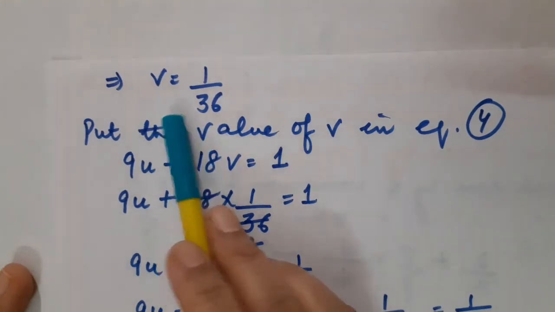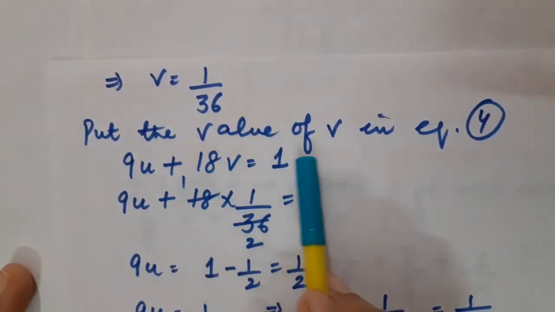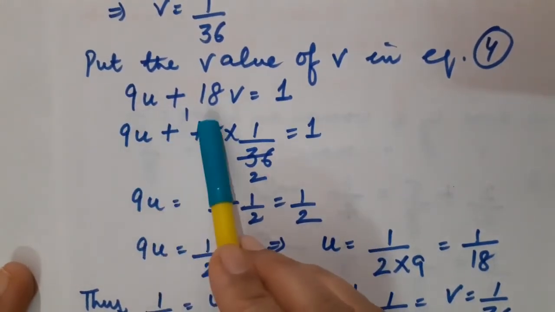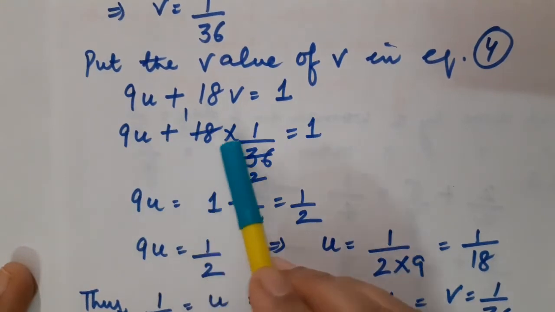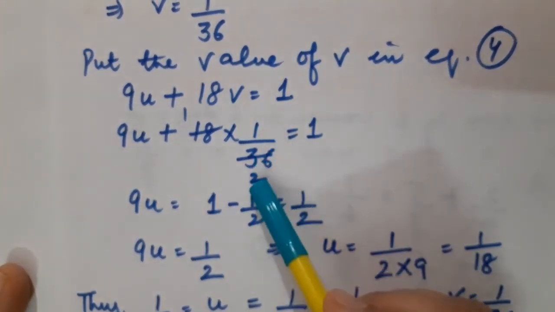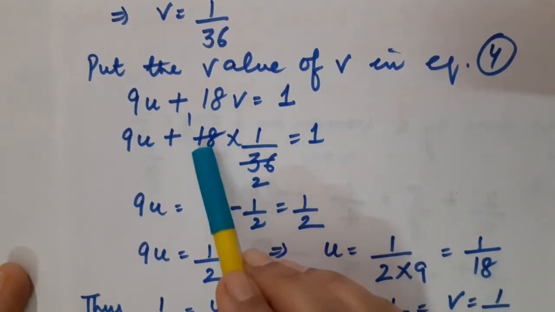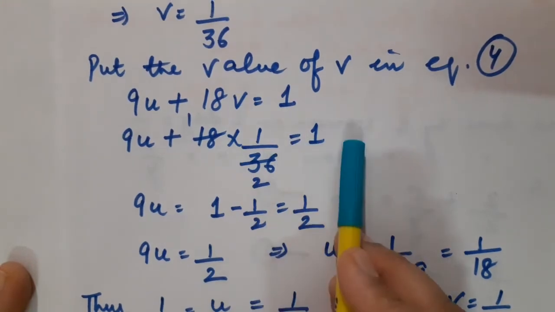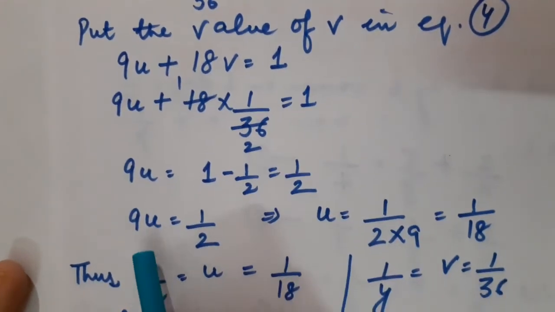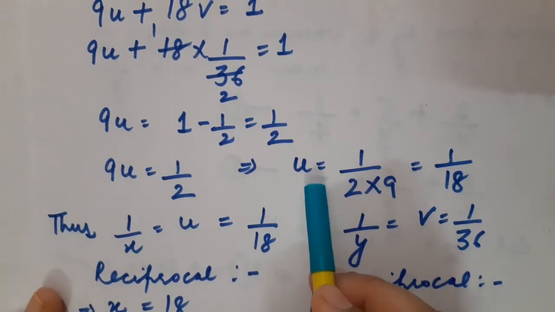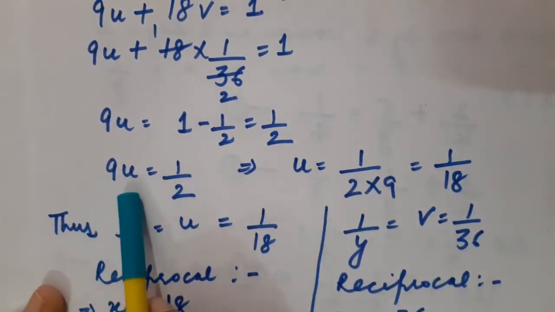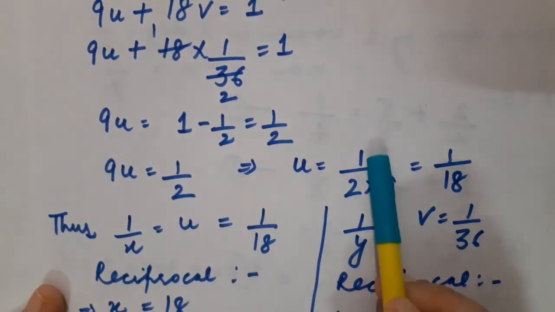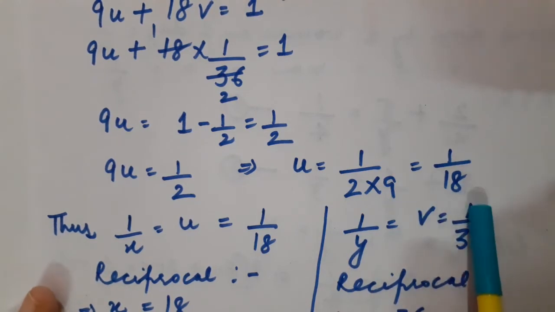So what is the value of v? v will be 1 upon 36. Now put the value of v in equation number 4. Children, this is equation number 4: 9u plus 18v is equal to 1. 9u plus 18 into, at place of v I am putting 1 upon 36, is equal to 1. 18 1s are 18, 18 2s are 36. So 9u is equal to 1 minus half, which is equivalent to half. So 9u is equal to half. So what is the value of u? Children, please be alert. Here 9 is multiplying with u. When it goes on another side of equal to, it must be divided. So I have got 1 upon 2 into 9, that is 1 upon 18.